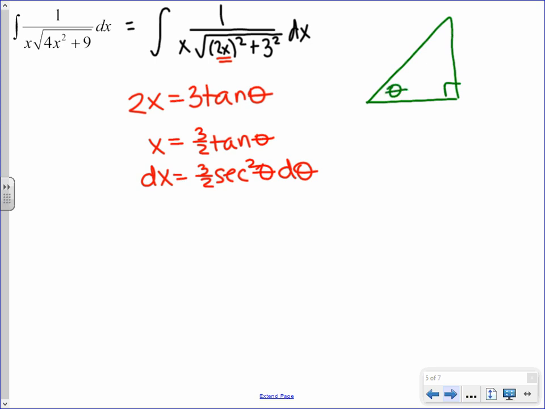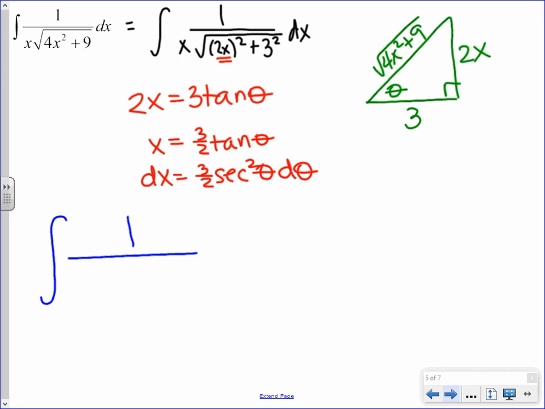Okay, so our tangent ratio is 2x over 3. There's our triangle. You know what? This is going to turn out really pretty.